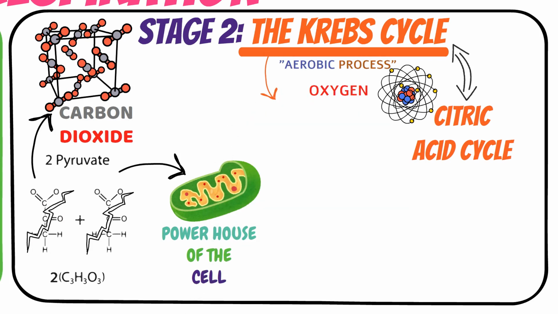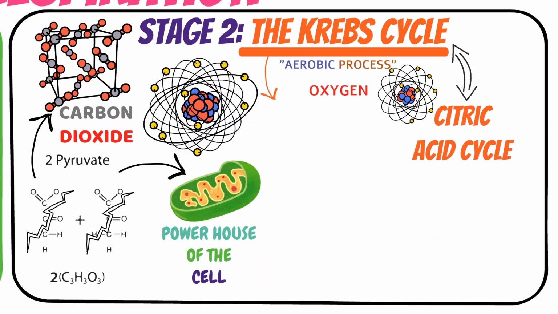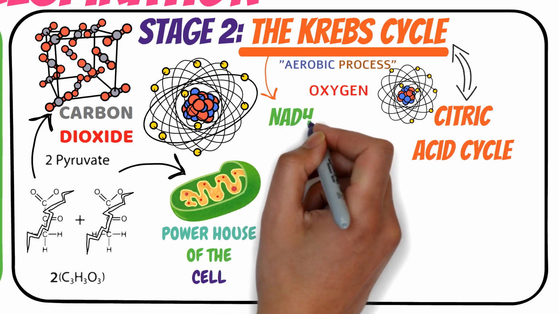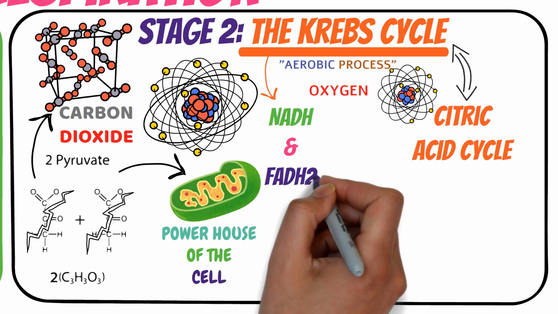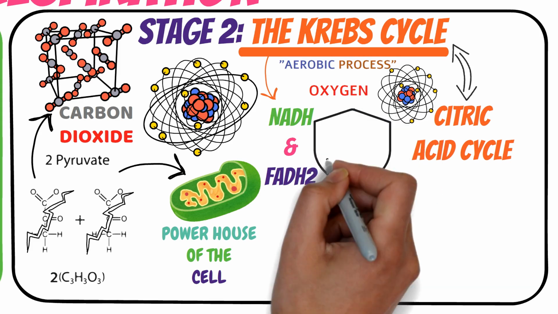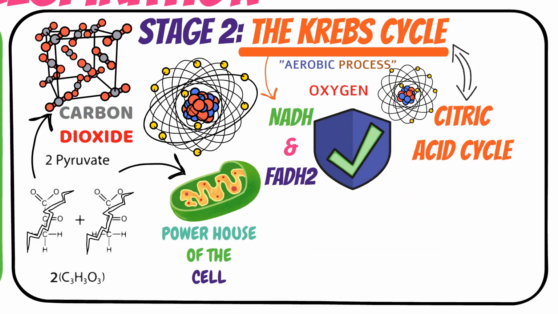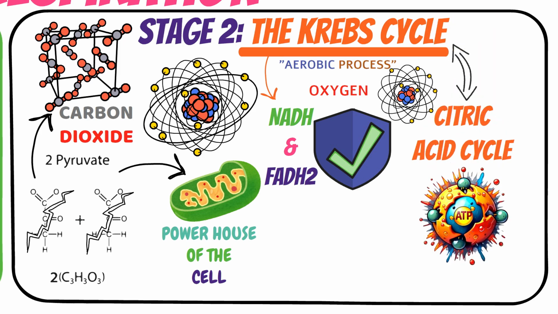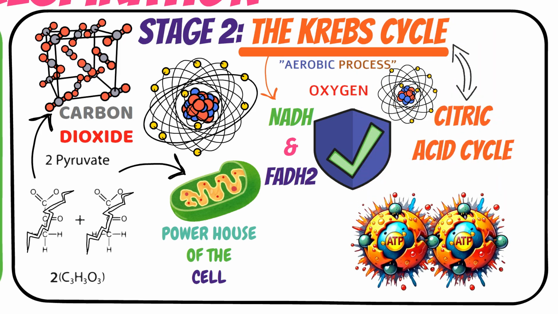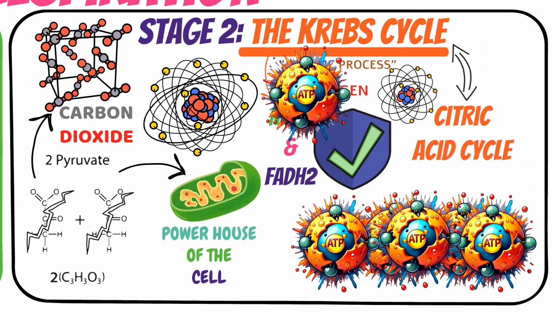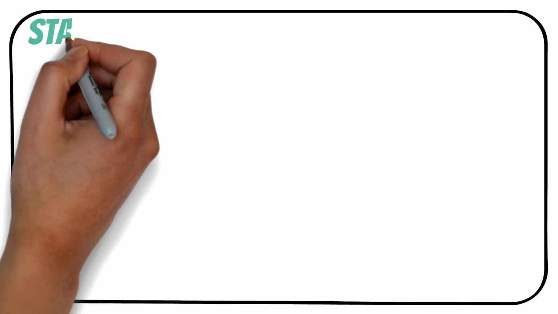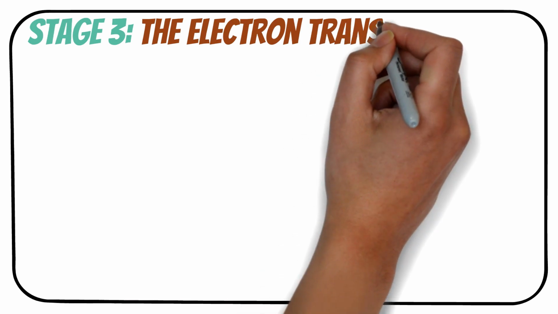The real benefit of the Krebs cycle comes from the production of electron carriers, such as NADH and FADH2. These molecules will play a crucial role in the next stage of cellular respiration. While the Krebs cycle itself only produces 2 additional ATP molecules, it sets the stage for the bulk of ATP production. Stage 3. The electron transport chain.